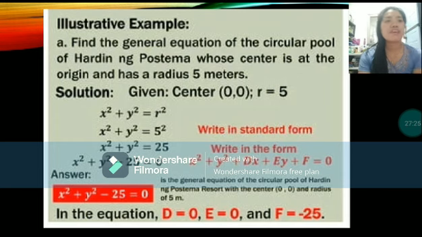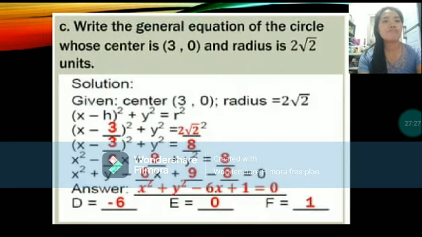Okay. Let's continue. How about this one? Write the general equation of the circle whose center is (3, 0) and radius is 2 square root of 2 units. So you're given the center and the radius. You are asked to get the general equation. Of course, we need to always start at the standard form.